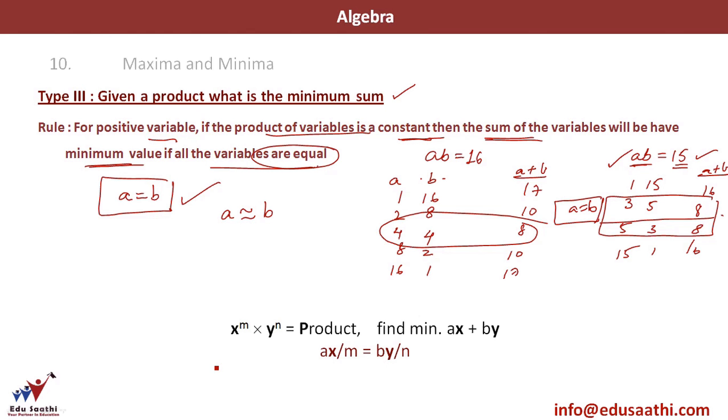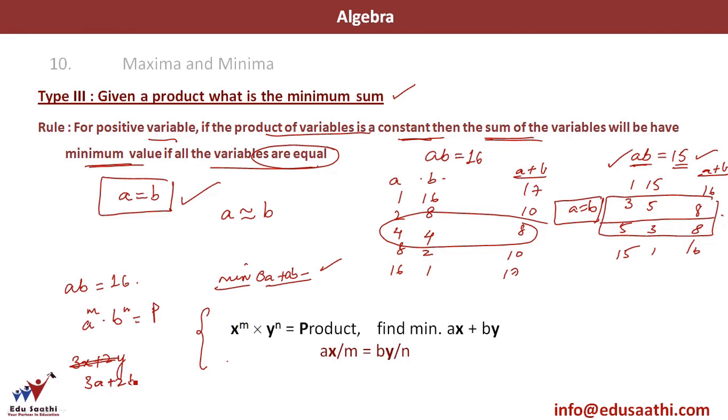The other way this question could be looked at is, instead of a into b equal to 16, I give you some values, a raised to power m and b raised to power n is equal to a product that I give you. And I don't ask you what is the minimum value of a plus b. I am asking you the minimum value of a plus b with some coefficients. Let's suppose, what is the minimum value of 3a plus 2b? How to deal with these types of questions?